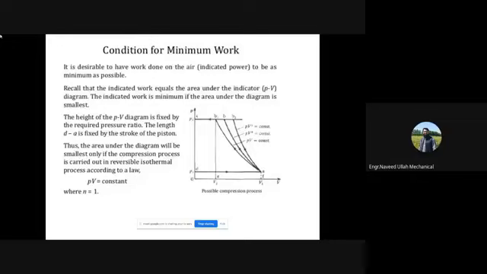generally the working principle of positive displacement machines, and particularly the reciprocating air compressor. Then we showed the diagram or the cycle upon which the reciprocating air compressor works, and obviously we discussed what is indicated work or power, and how to calculate that. And also solved some examples.